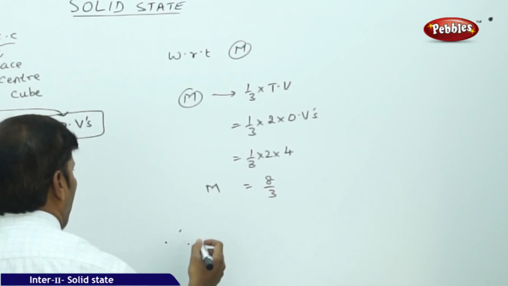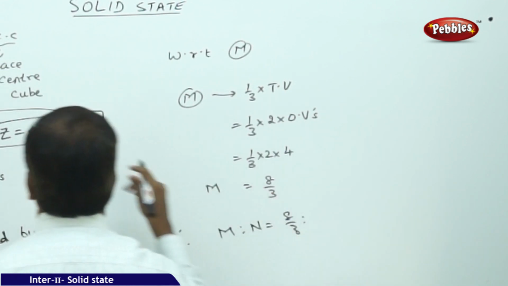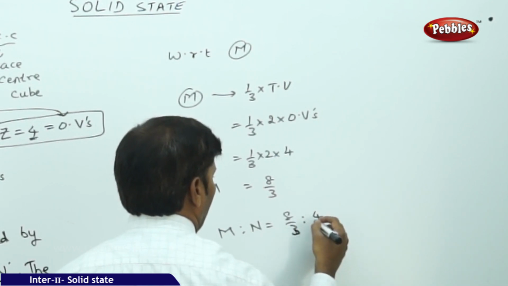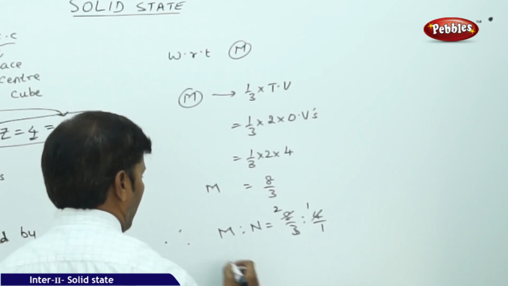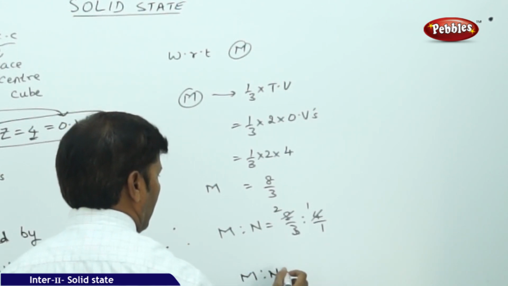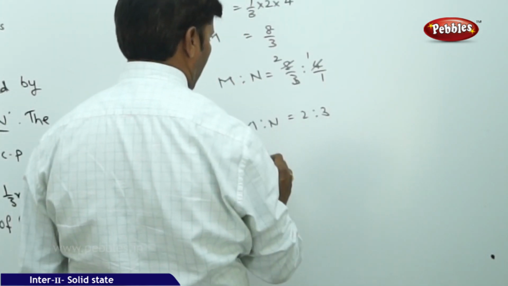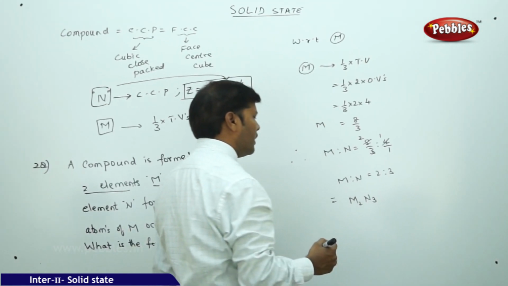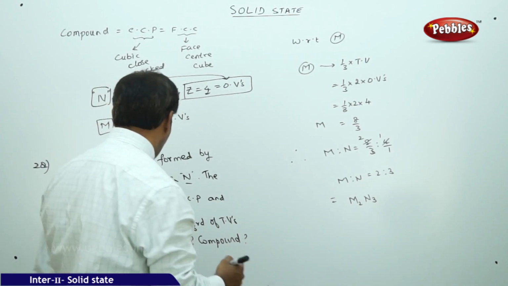Therefore M is to N is equal to 8/3 is to 4. So substitute here 4, that means 8/3 is to 4/1. If I multiply by 3, the ratio becomes M is to N is equal to 2:3. You can take this as M2N3, the final ratio we can use for calculating the formula of the compound.